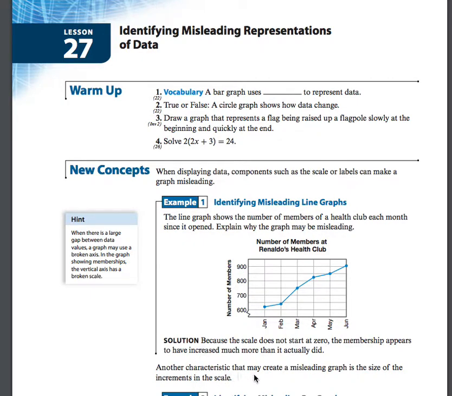Another characteristic that may create a misleading graph is the size of the increments in the scale. You go from 600 to 700 to 800 to 900, so you've got 100 members as a certain point that you're keeping track of on the scale. If that scale is too large, it looks like that line jumps up higher than it actually does when it's spread across that much time overall. So a broken scale, not starting at 0, can be misleading to show a different level of increase, and the increments of that scale are the second factor in how that line graph might be misleading.